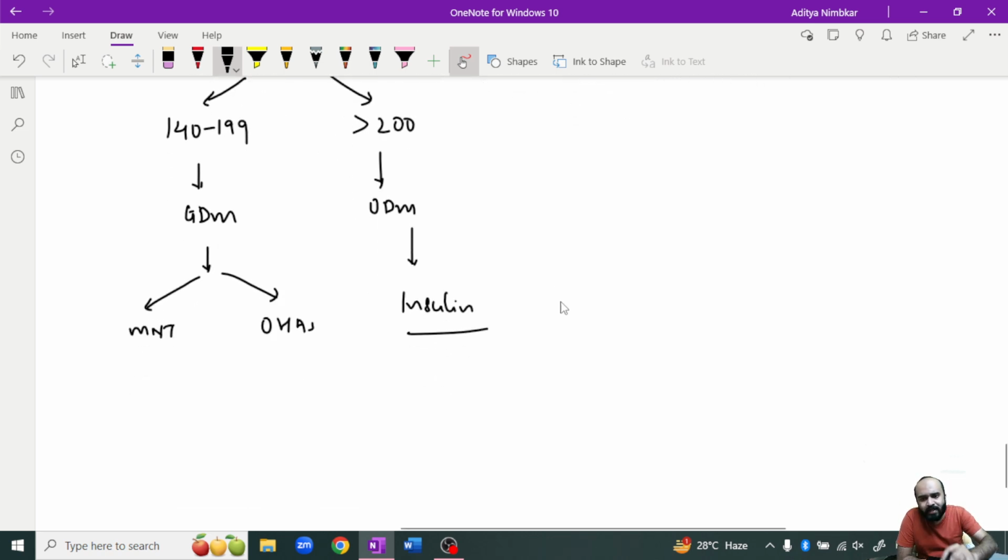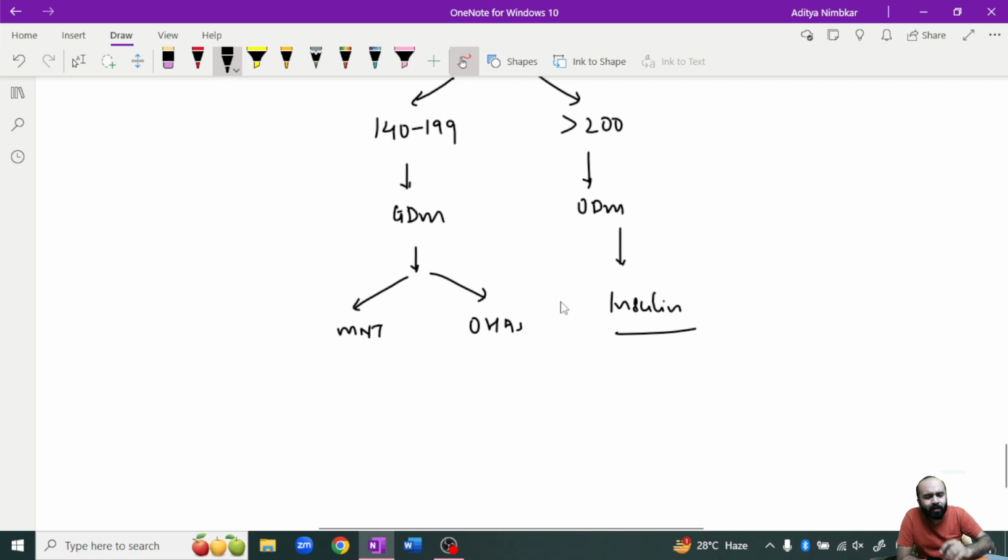Now you will ask me, what is MNT? We are going a little into the management part. Medical nutrition therapy says that you eat 3 major meals a day and 3 minor meals a day. 3 big meals, 3 small meals.